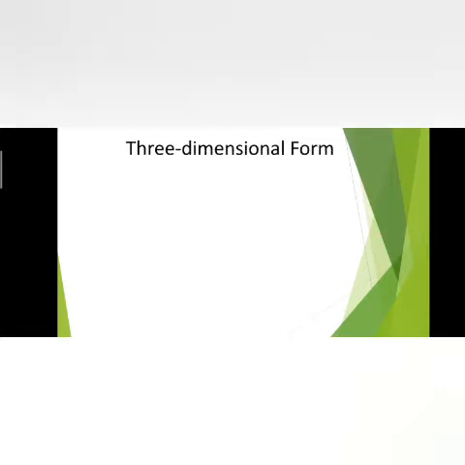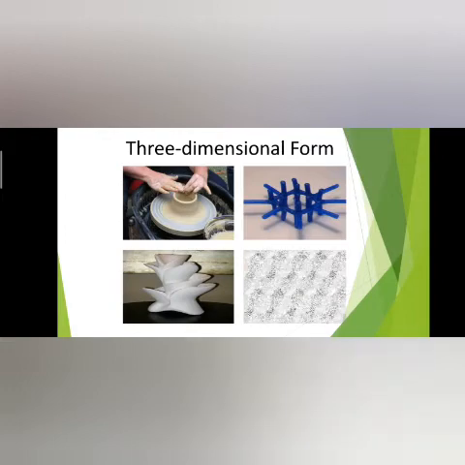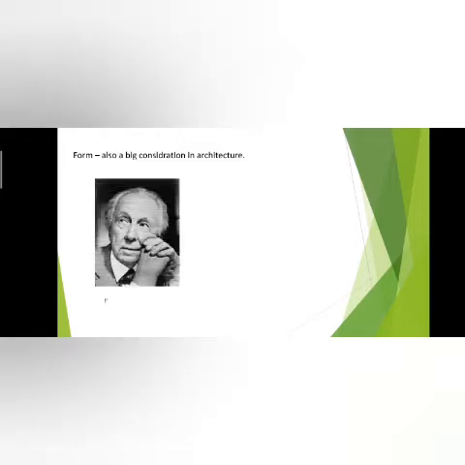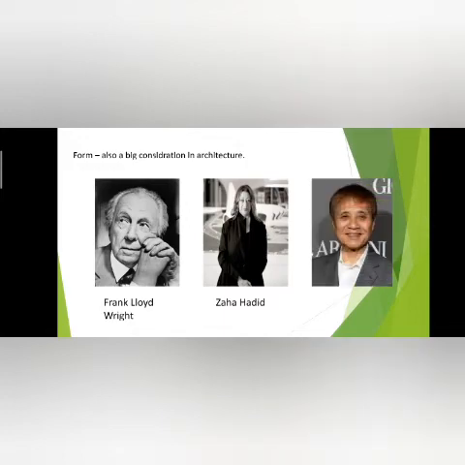Three-dimensional form can be modeled, carved, and constructed. It can be created from sculptural materials like clay, wax, plaster, stone, and many more. Form is also a big consideration in architecture, with acclaimed architects like Frank Lloyd Wright, Zaha Hadid, and Tadao Ando. And this is all for the form as an element of visual art.